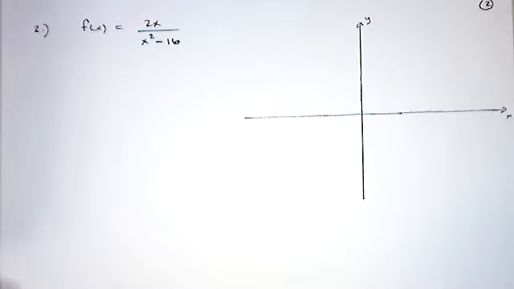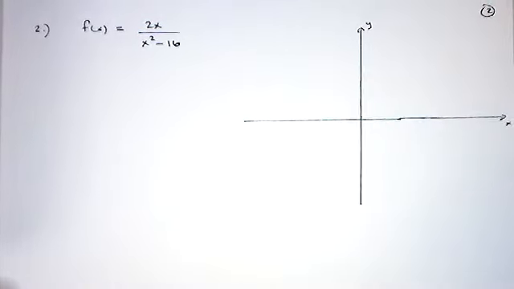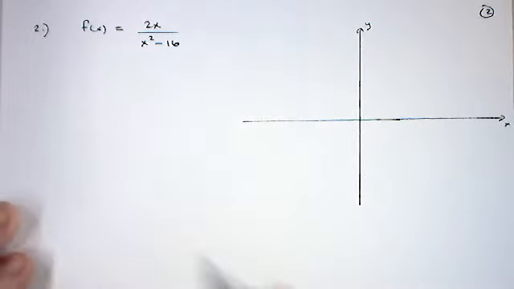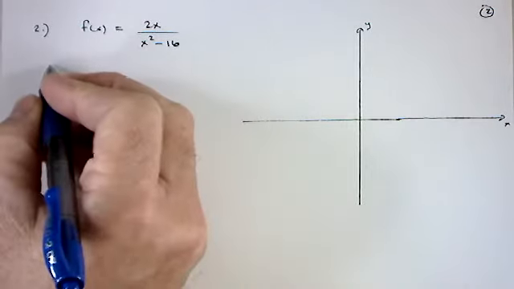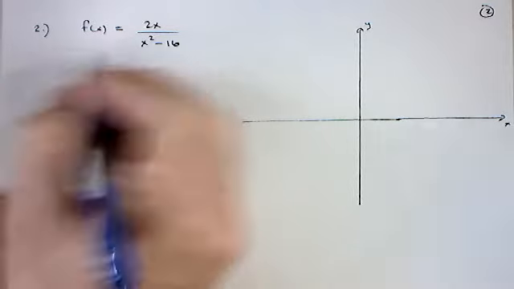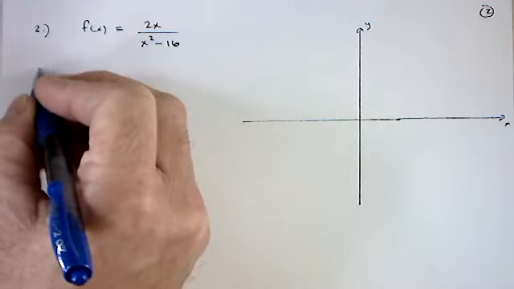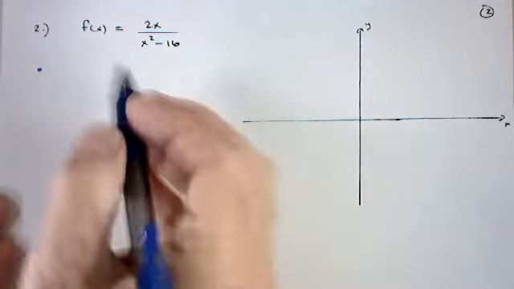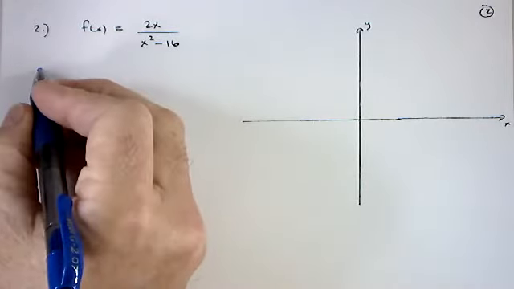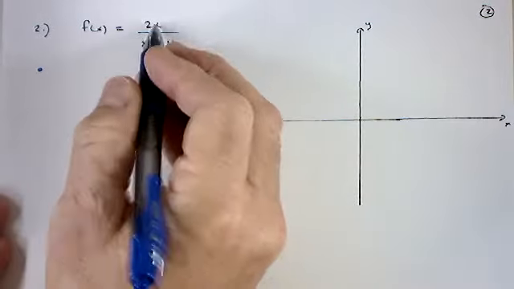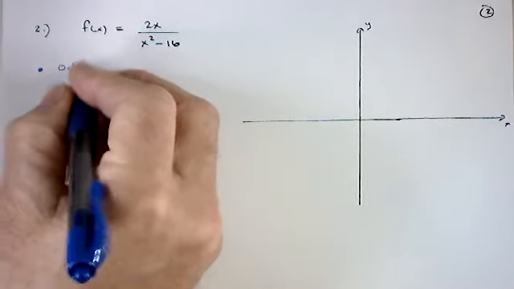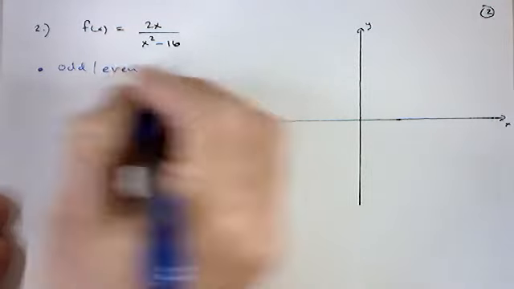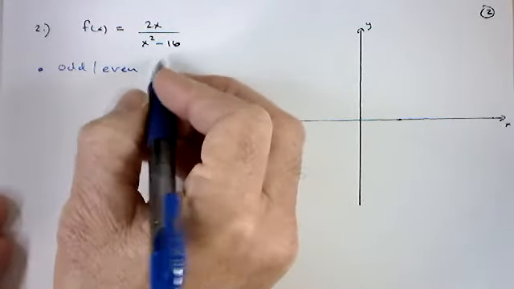f of x equals 2x over x squared minus 16. One thing I guess I didn't check on the previous one, but maybe a first thing to do, is to check to see if it's an odd or an even function. If you've been practicing that, you might be better at spotting an odd function and an even function. I'm going to put odd or even. The previous one we just did was not odd or even, so it didn't really matter.